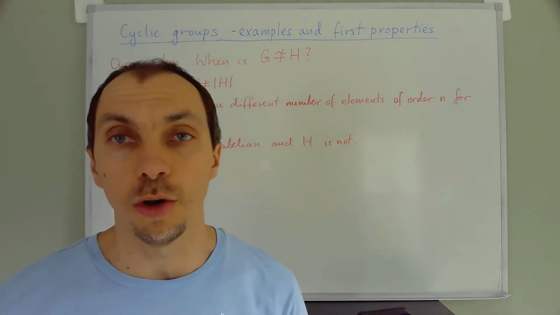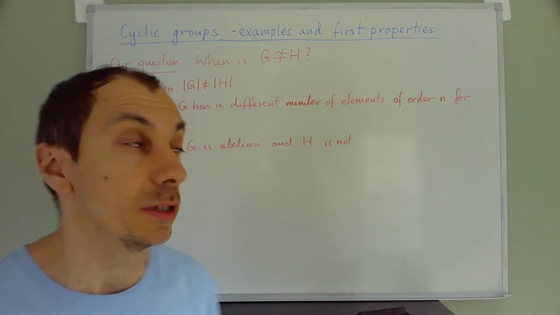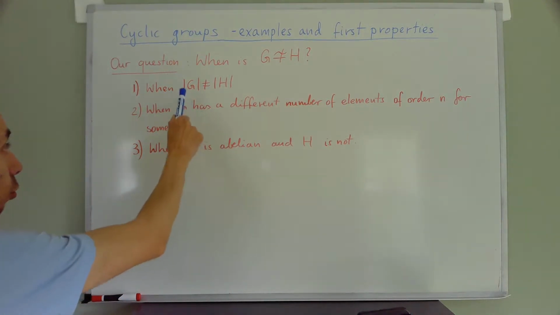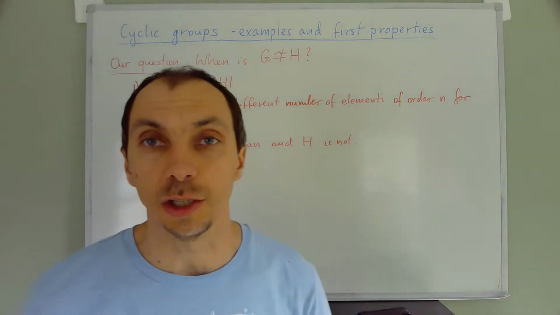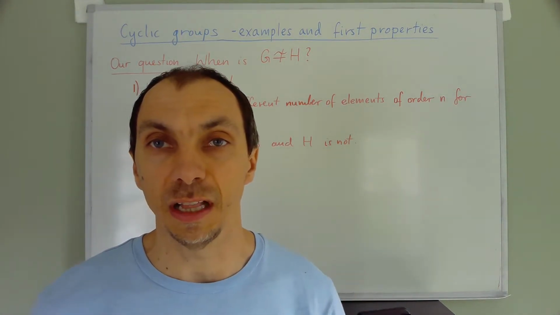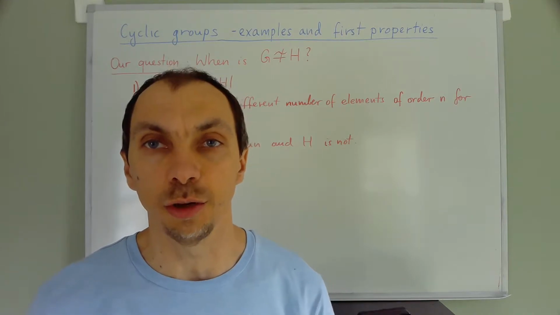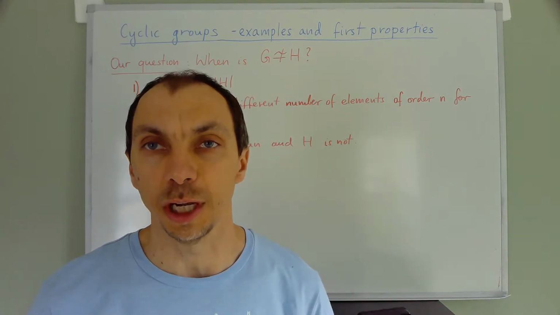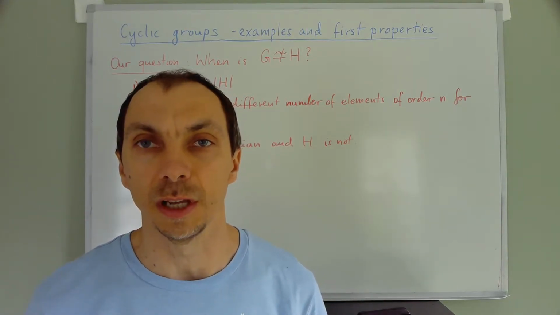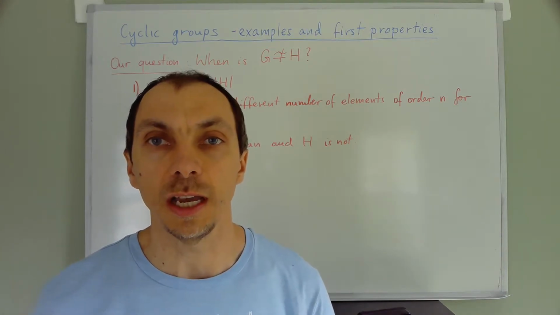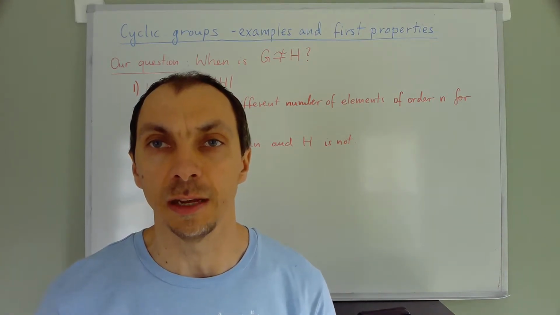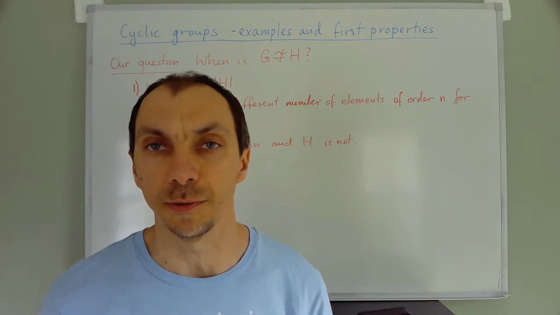So we already know a few cases when this happens. The first one is when the order of G is not equal to the order of H. If G has 7 elements and H has 9 elements, I know they're not isomorphic because there's no bijection between sets with different number of elements. So, boom, that's done. Okay? If the groups you're looking at have different number of elements, you know they're non-isomorphic for sure.